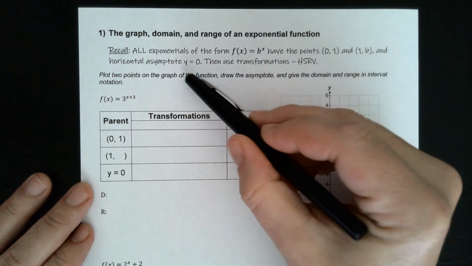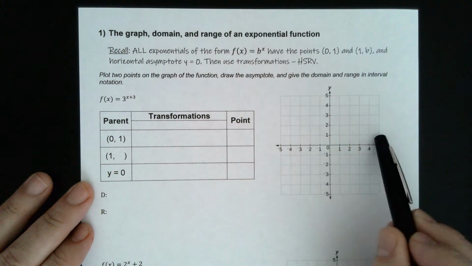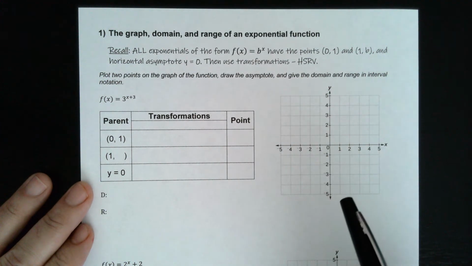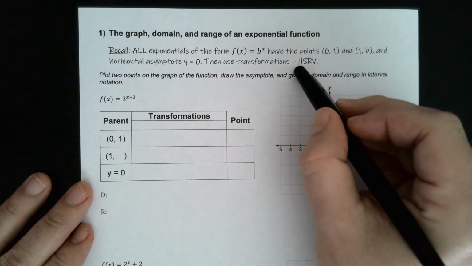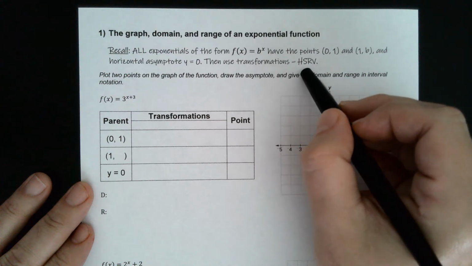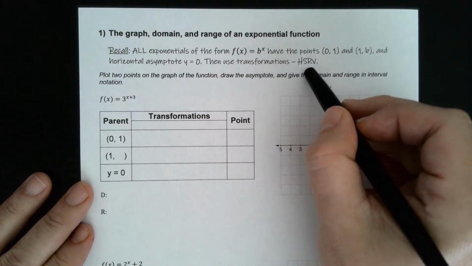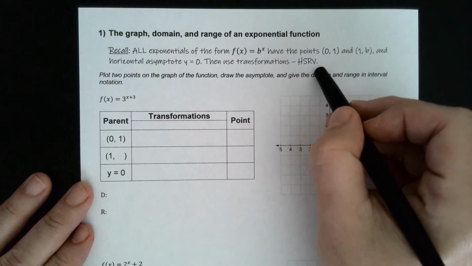They also have a horizontal asymptote of y equals 0, which is the x-axis, unless it's been shifted up or down. And we're going to use these transformations in this order. So this will be the horizontal shift, up and down. This will be stretching and shrinking. This is going to be reflection, and this is going to be the vertical, left and right.